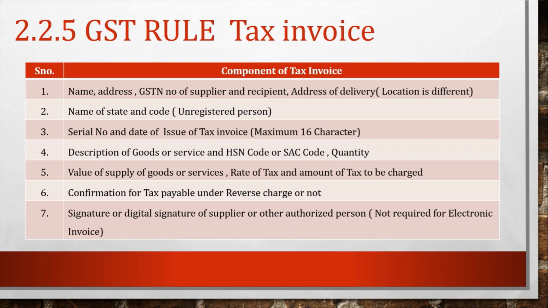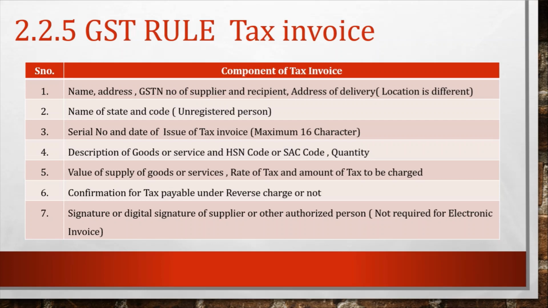First of all, the name, address of the recipient, and address of delivery along with the name and state code are required if such recipient is an unregistered person and the value of taxable supply is 50,000 rupees or more. Second thing, if it is less than 50,000 rupees, it is up to the recipient whether he gives his address. You can ask for the address from the recipient if the recipient requests it. So these things we have to keep in mind.